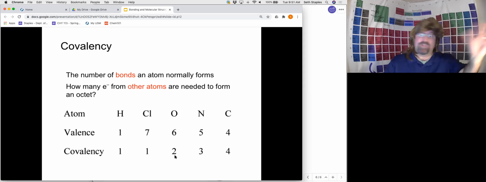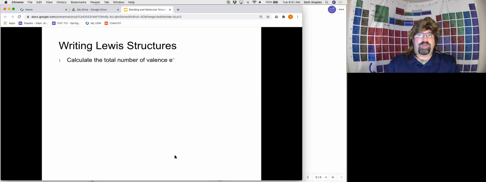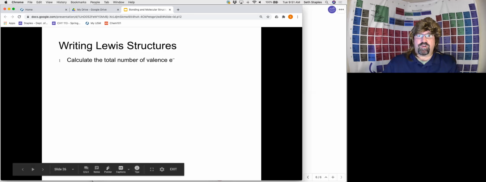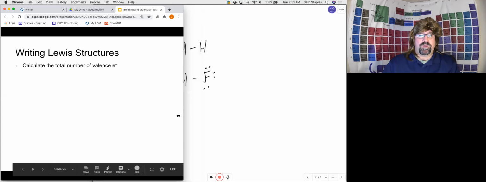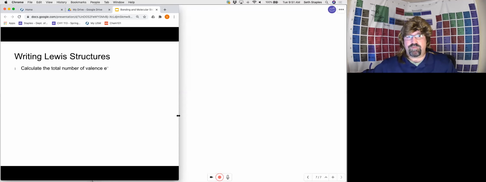And we're going to look at tons of examples of Lewis structures in a couple minutes. So here's H2 and Cl2. Let's get into how we actually write them, though. So let's look at our rules for drawing a Lewis structure. So the first thing that we're going to do is count our total number of valence electrons. Let's look at the examples that we've already done. Let's look at HF.